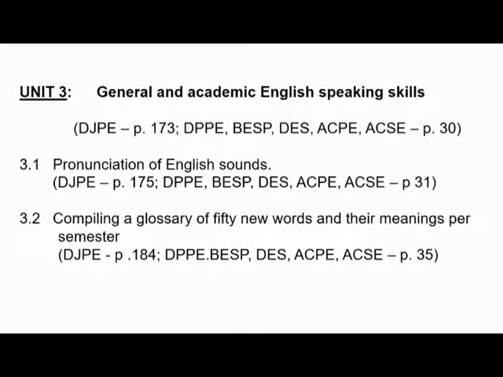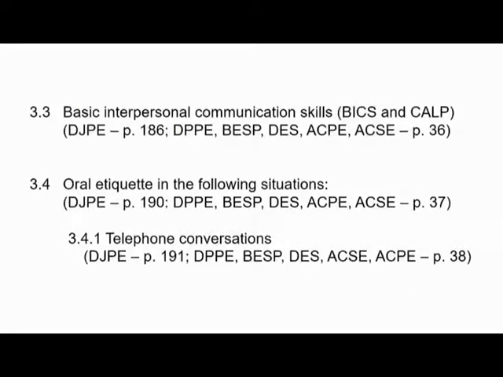In 3.2, you will find how to compile a glossary and their meanings per semester. The DJPE will find that on page 184, and the DPPE and BSP, DES, ACP, DSE, ACSE on page 35. 3.3, very important, is your basic interpersonal communication skills, which is the BICS and the CALP. Also very important. So the DJPE, you can find that information on page 186, while the other students can find it in their study guides on page 36.